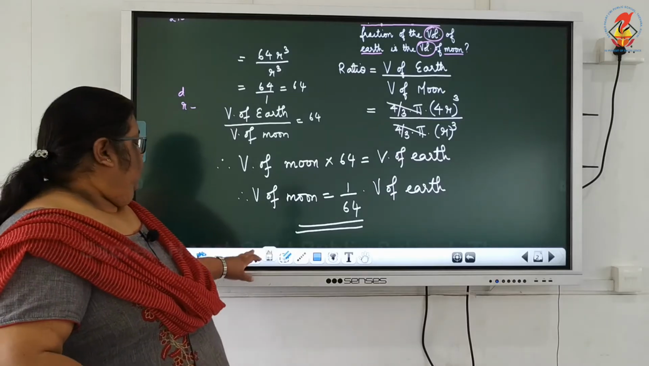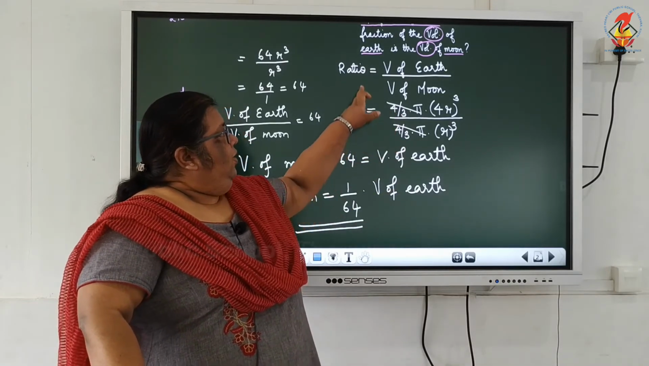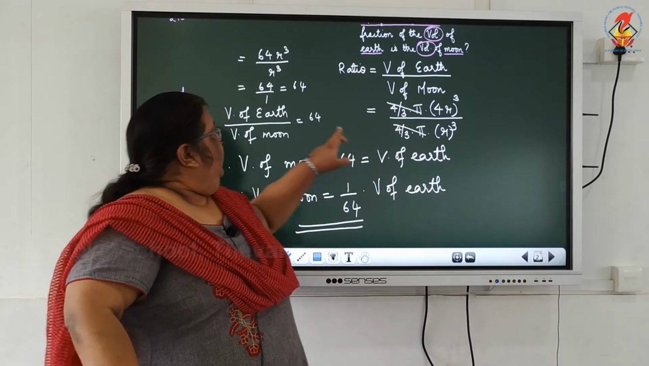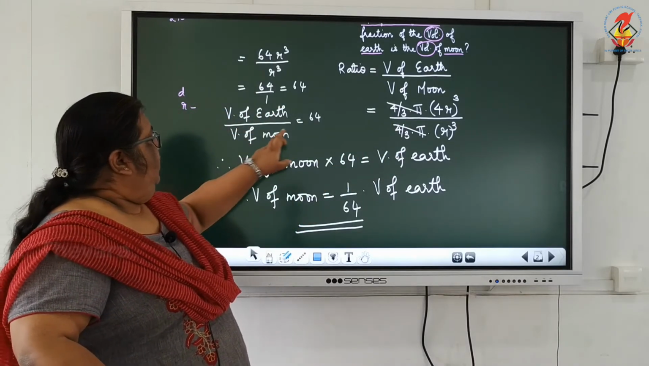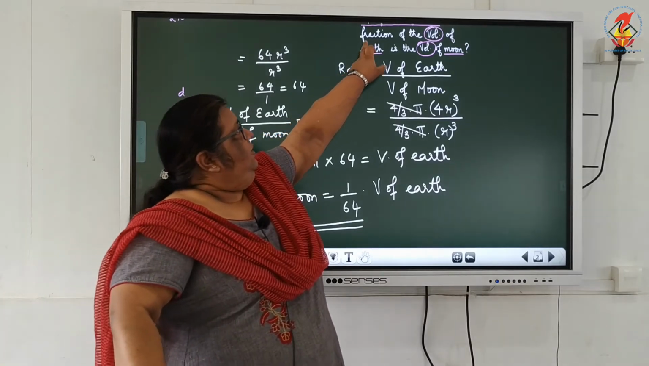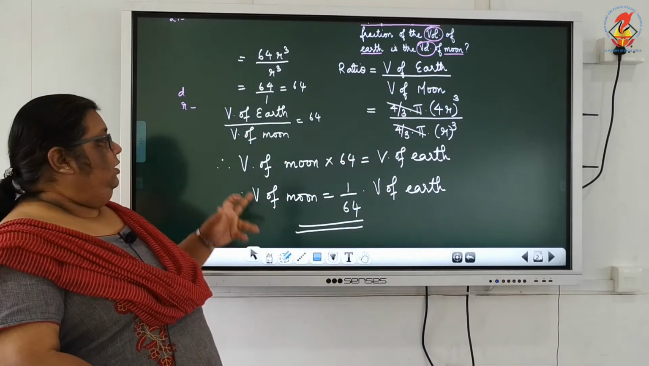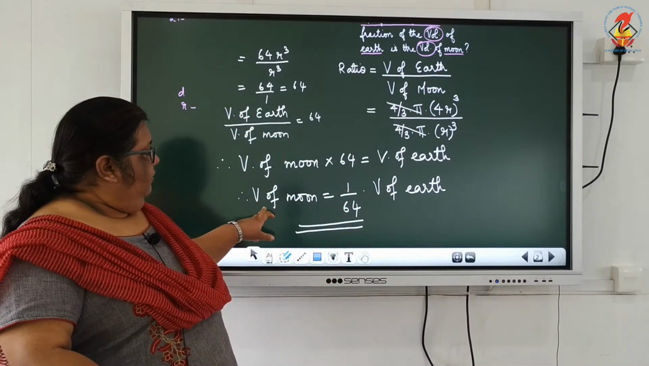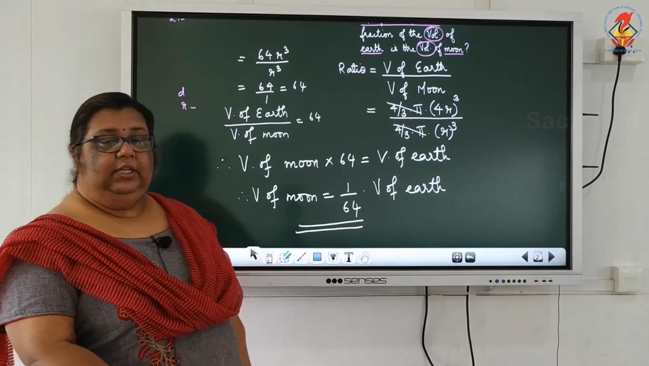So we need to find the ratio volume of the earth by volume of the moon. So after finding the ratio, we get the answer as 64 by 1. Volume of the earth by volume of moon is equal to 64. But in our question, we need to find volume of the moon as a fraction of the volume of earth. Therefore, volume of moon is equal to 1 by 64 volume of the earth.